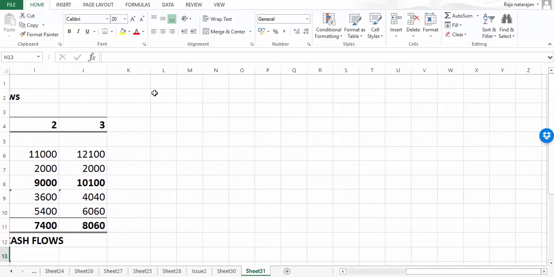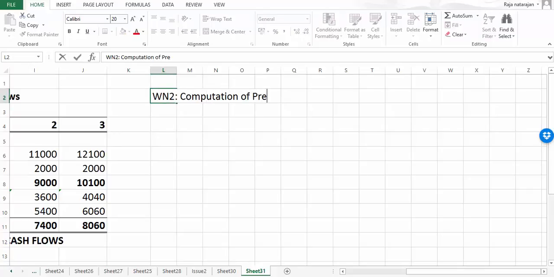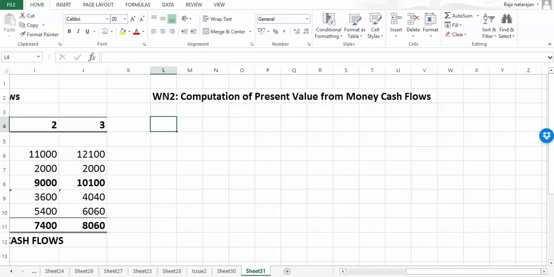Working note 2. Computation of present value from money cash flows. So if you want to find out the present value of money cash flows, what is required is the money discount rate. Without the money discount rate, you cannot find the present value. So how do you find the money discount rate? We know the formula. It is 1 plus money discount rate is equal to 1 plus inflation rate multiplied by 1 plus real rate. So let me reproduce.